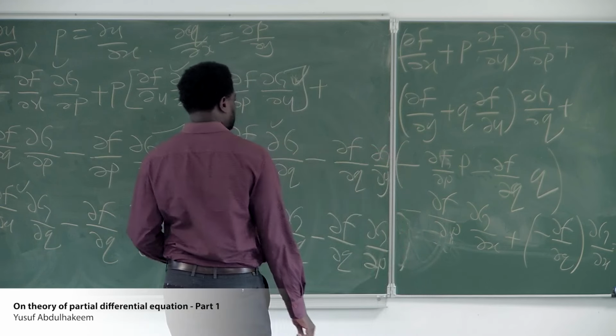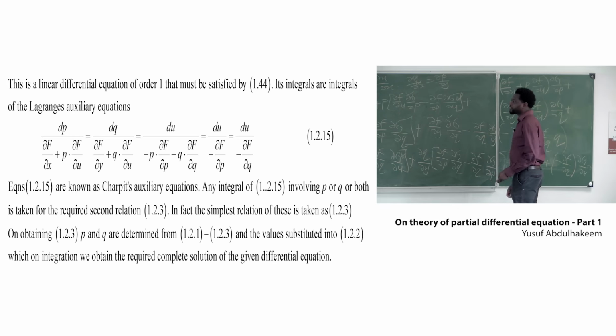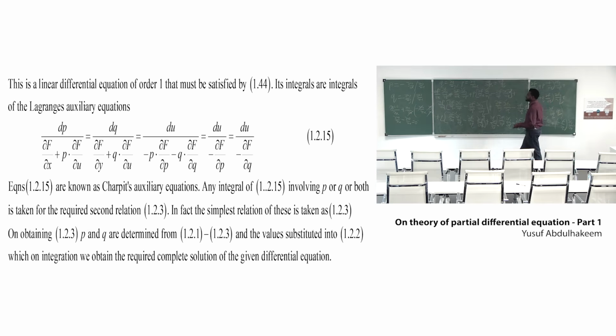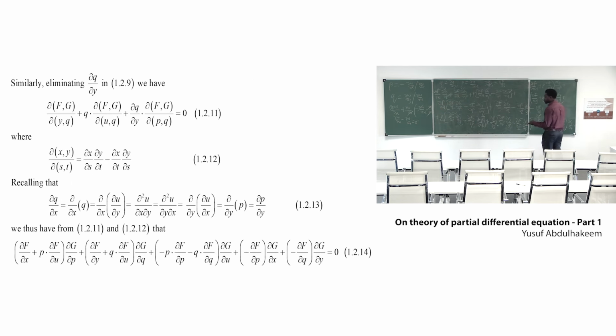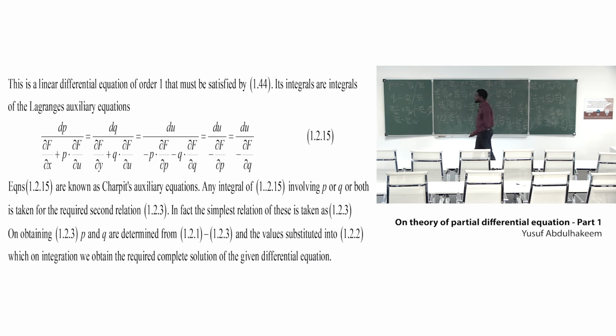By the time we expand this, from here we can just take this as a linear differential equation of order 1 that must satisfy one point, and its integrals are the integrals of the Lagrange auxiliary equations. So we can just take the integral curve of this particular equation. So that is what we have. And this equation that we have here, which is 1.2.15, is known as the Charpit-Cauchy equation.